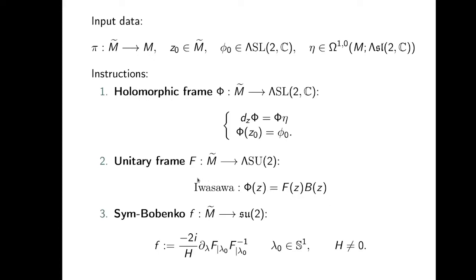This defines a map f from M tilde to the loop group lambda SU2, which is not holomorphic anymore and is called the unitary frame. Finally, the last step is to apply a Sim-Bobenko formula on the unitary frame big F. For each z, taking f, differentiating it with respect to lambda, multiplying it with f inverse and applying the coefficient minus 2i over h, will give you a map f from M tilde to little SU2, which, as in the first video, will be identified with the Euclidean 3 space.